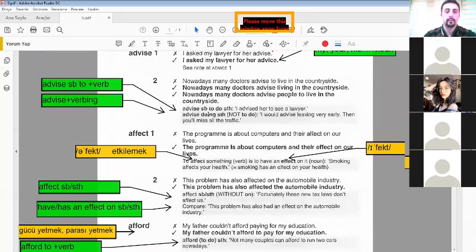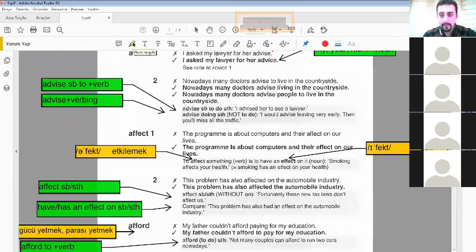So who wants to read number 2, please? One person, please, come on. I can. Yes, please. Nowadays, many doctors advise to live in the countryside. Nowadays, many doctors advise living in the countryside. Nowadays, many doctors advise people to live in the countryside.